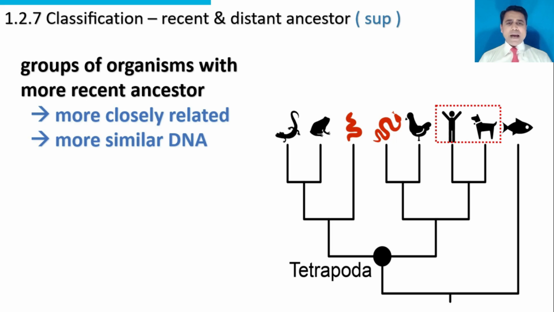Examples are a man and a dog. Now we trace their ancestor. Here is an ancestor of a man and a dog. So they have recent ancestors. That's why these two organisms are similar.